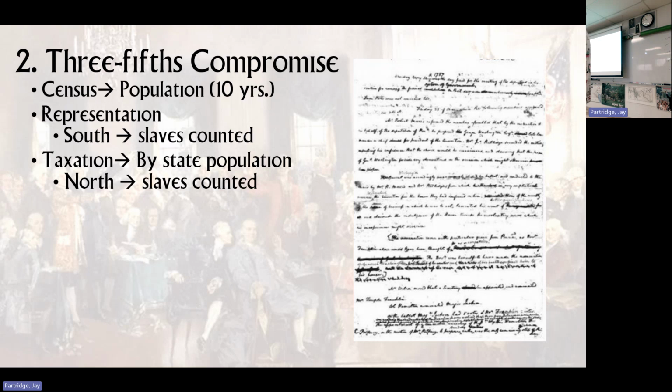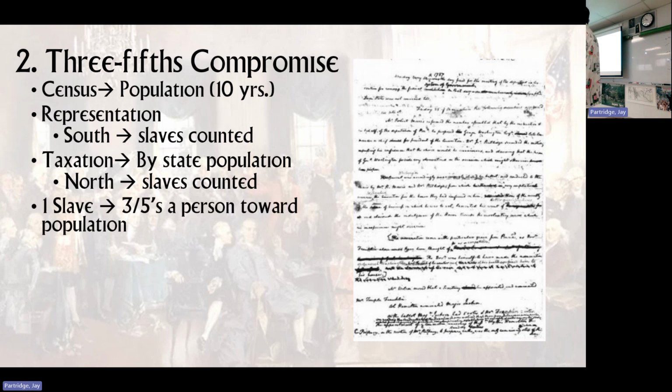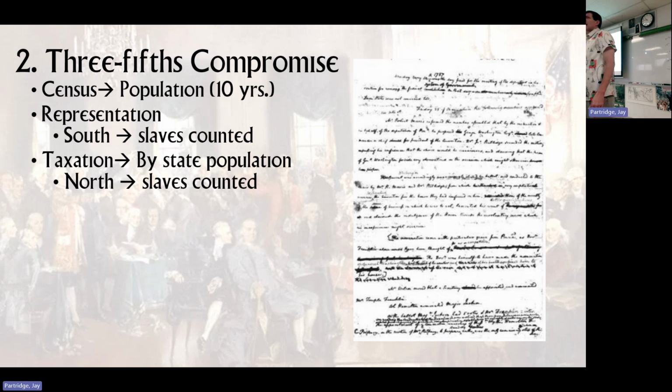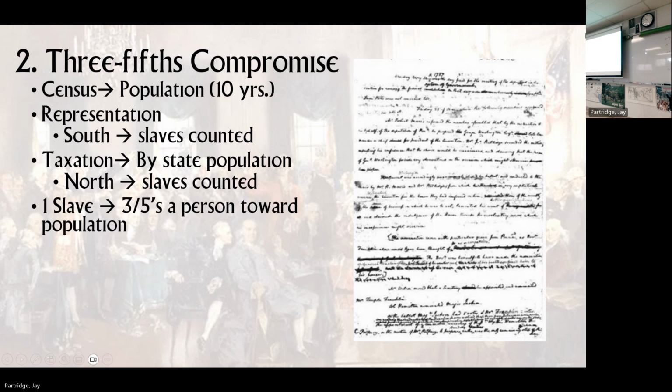Thus the compromise. When they count the census, for every 5 slaves, it will count as 3, or one slave will count as 3/5 of a person towards population. The Constitution says for every 5, it's 3. It does not mean that they are 3/5 of a person. We're not going to measure them as 3/5. It just means that's how we're counting. So if you have 500 slaves, it counts as 300 people towards your population.